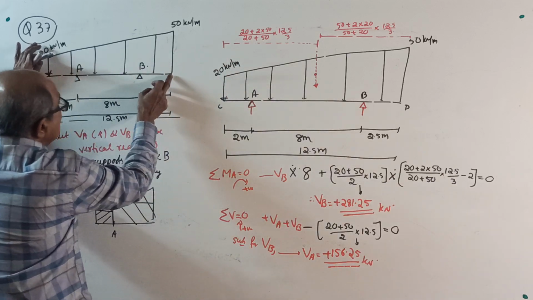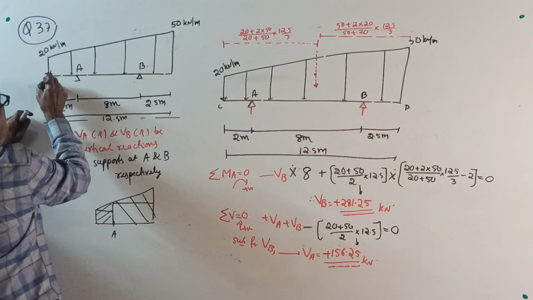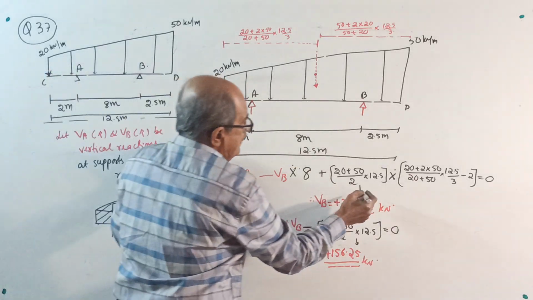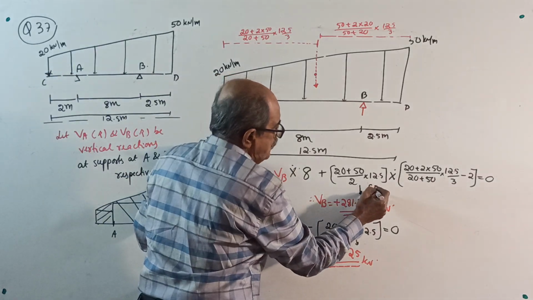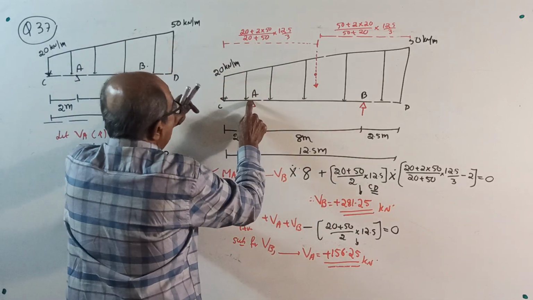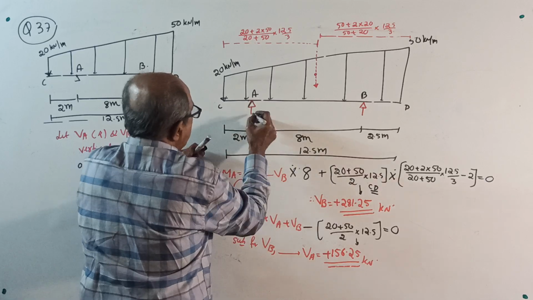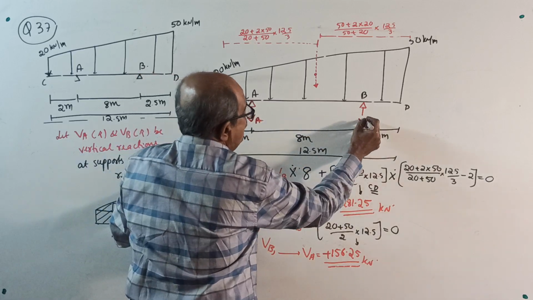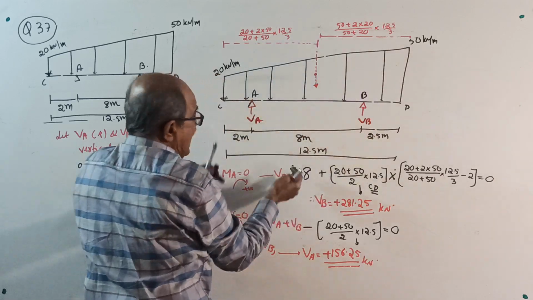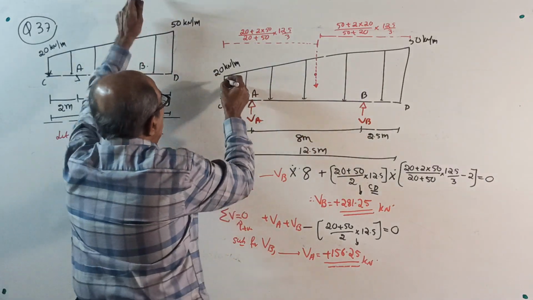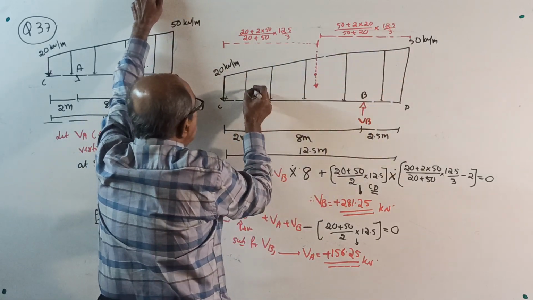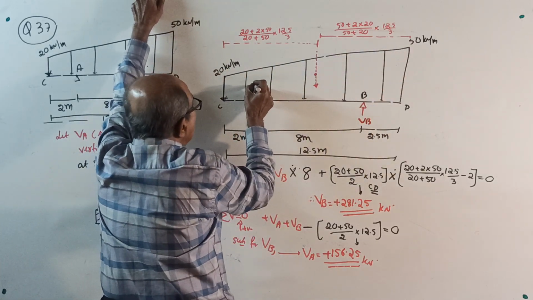We will solve the question directly. See, this point I will take as C, this as D, considering the entire load from C to D, the full load. Then there, A, B, this reaction VA, this reaction VB. Take moment about A: minus VB into 8 as usual. Then the moment of this entire UVL about A you want. The moment point is here.